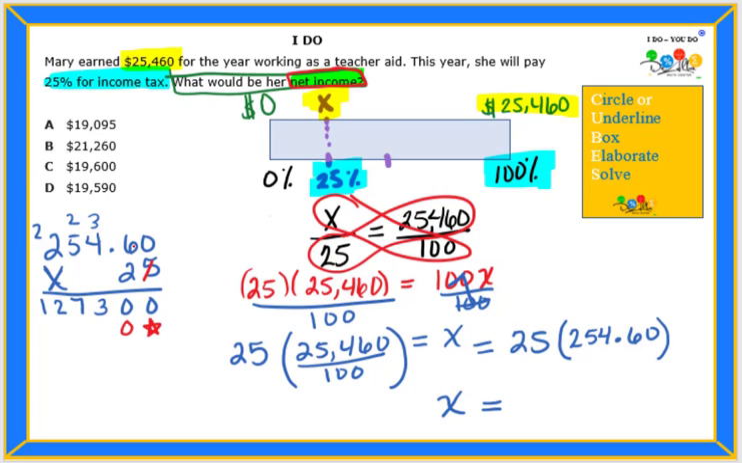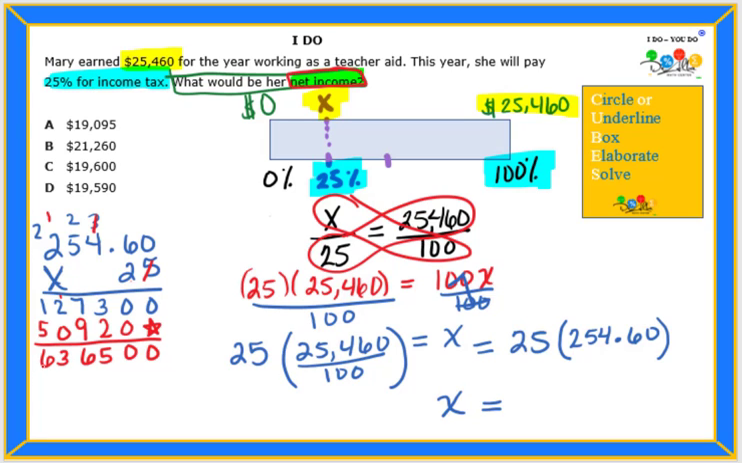0 times 2 is 0. 6 times 2 is 12. We carry 1. 4 times 2 is 8, and the one we carried is 9. 5 times 2 is 10. Carry 1. 2 times 2 is 4, and the one we carried is 5. So if we add up our two rows, we get, let's see, 9 plus 7 is 16. That's 3, and 5 plus 1 is 6.